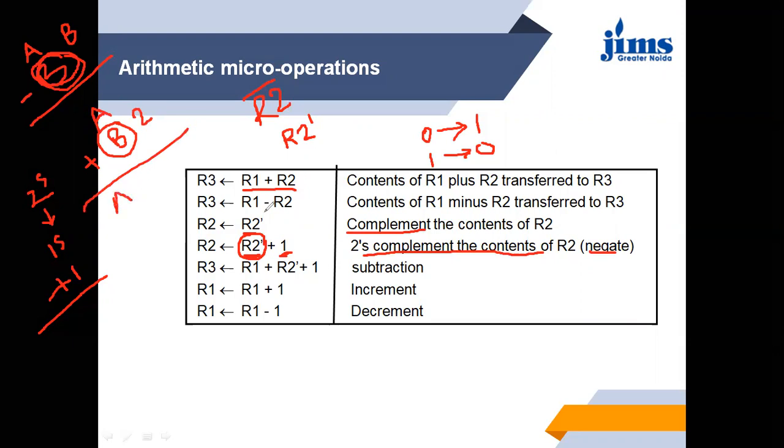So when we find the value of R1 minus R2, we have to perform this operation first.